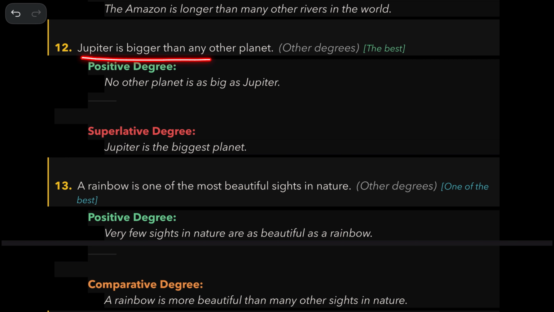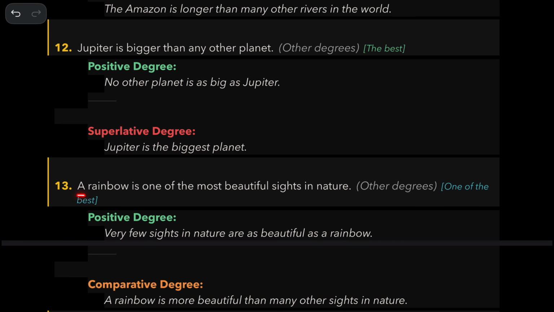Jupiter is bigger than any other planet. This is the first pattern, and you are expected to learn both of them. Positive degree: No other planet is as big as Jupiter. Jupiter is the biggest planet, in the superlative degree.